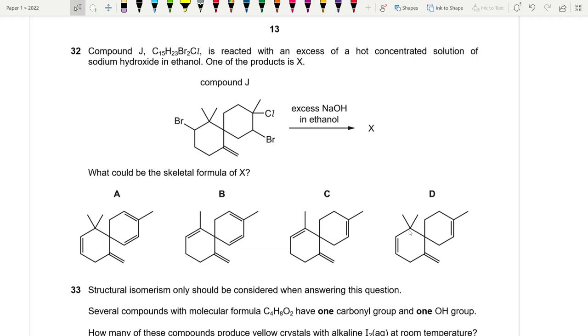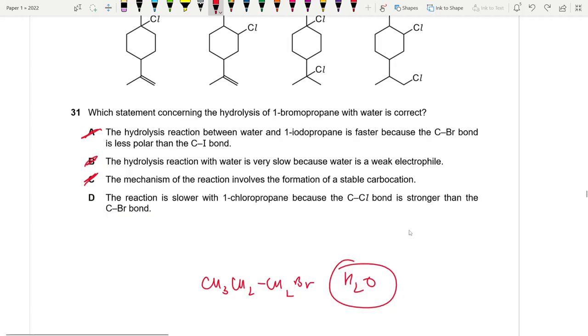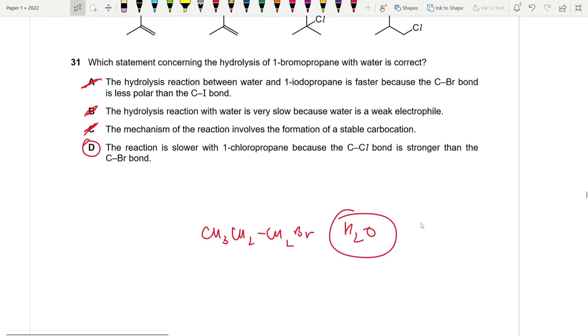Compound J, C15H23Br2Cl, is reacted with an excess of hot concentrated solution of sodium hydroxide in ethanol. So an elimination reaction will occur. One of the products is X. What could be the skeletal formula of X? Okay. So basically you need to understand that due to elimination it can either be this or this, but the one on the right is not possible because then this carbon would have 5 bonds. That's not possible. So my bad.